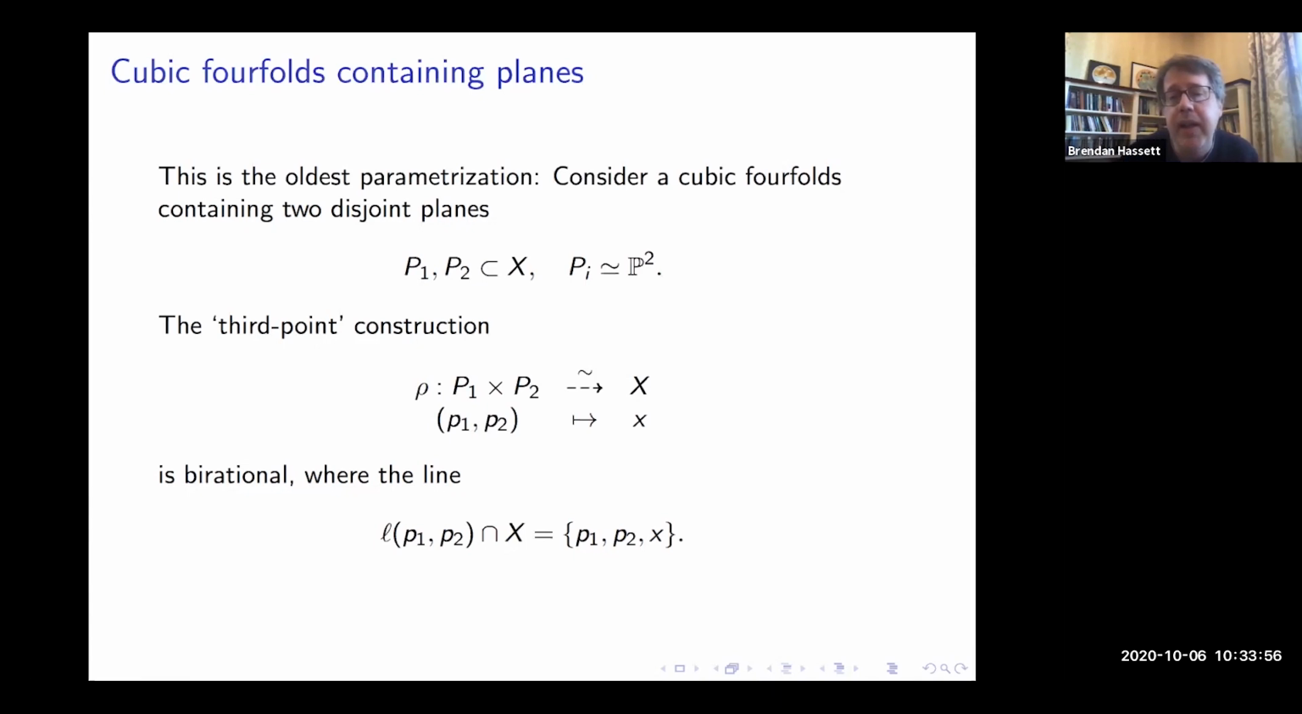you take a point in the second plane and you draw a line joining those 2 points together. And if the points P1 and P2 in the planes are chosen sufficiently generally, then you get a line that meets the ambient cubic in precisely 3 points. And you simply take the third point of intersection of the corresponding line with the cubic. So this third point construction gives examples of rational cubics in all even dimensions.